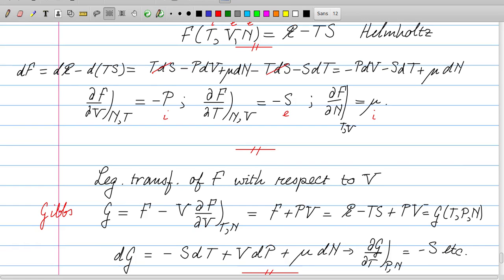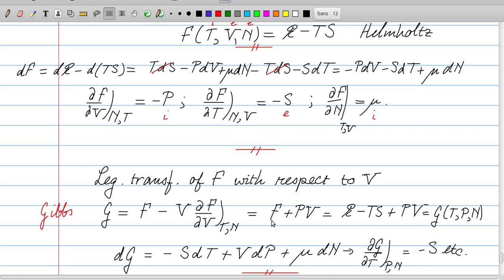Now we go a step further. We start with F, which is a function of T, V and N, and now we perform a Legendre transformation with respect to its second argument, V. That means that we get a new function G, and that is written as F minus V times dF/dV. That's just the prescription, the recipe for obtaining the Legendre transform. And as dF/dV is minus P, we see that the second term here, minus V times dF/dV, can be written as plus P times V.